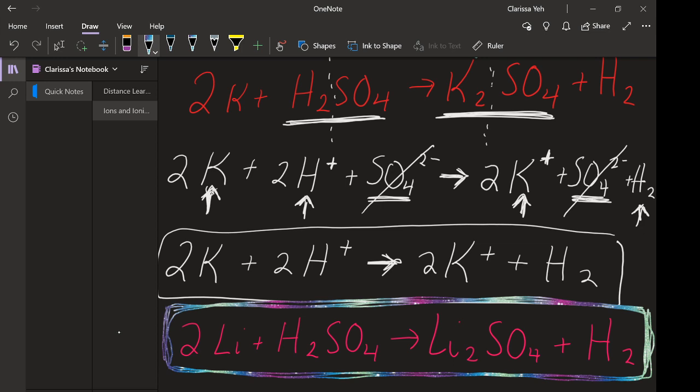Remember, split up the compounds into its charges. Any things that you see that are exactly the same on either side, cancel them out. And then rewrite it. So the hard part is really splitting up the compound into its individual charged ions. But the more you do it, the easier it will be, I promise. It is challenging at first.